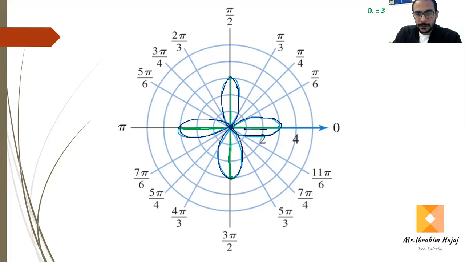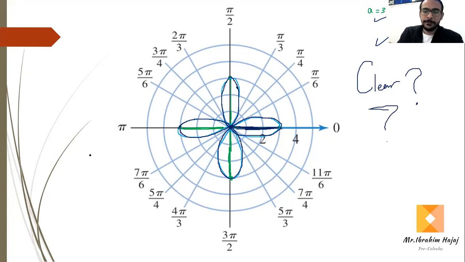The distance here should be what, guys? Should be 3. Why? Because A is 3. The angle between each petal and the next one is 90 degrees. Any question? Is it clear? Any questions? We are 25. All of you agreed that it's easy.